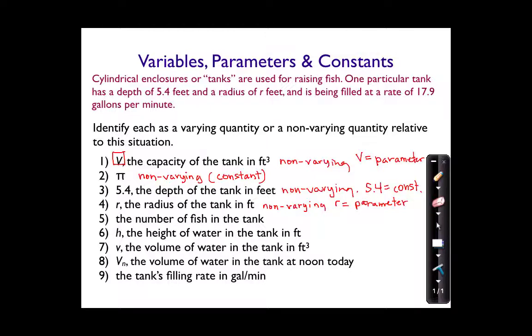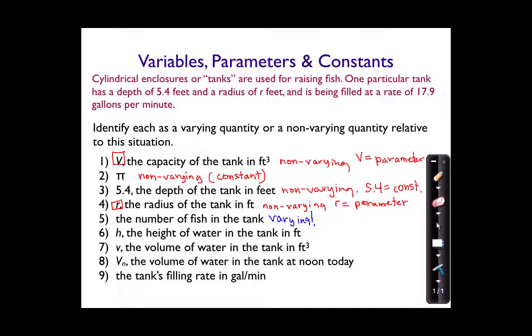Let's see, what about number 5, the number of fish in the tank? Changing quantity or constant quantity? Probably changing. We're kind of having a discussion about this. Maybe there's eggs and fish being born and being bred, whatever, but there's definitely at some point going to be a fish that dies, at least. So we've probably got a changing number of fish in there. So this is a varying quantity.